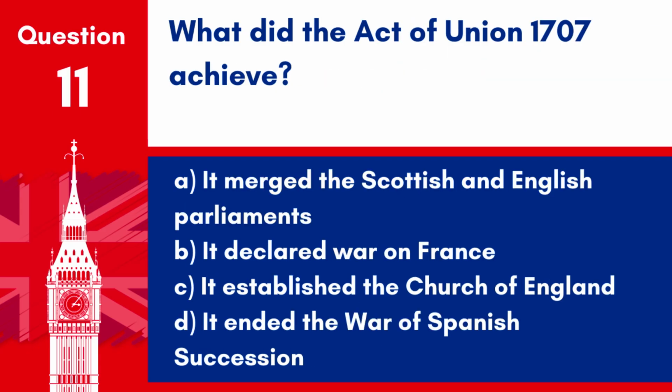Question 11. What did the Act of Union 1707 achieve? A. It merged the Scottish and English parliaments. B. It declared war on France. C. It established the Church of England. D. It ended the War of Spanish Succession. Answer: A. It merged the Scottish and English parliaments. The Act of Union 1707 unified the parliaments and kingdoms of England and Scotland.